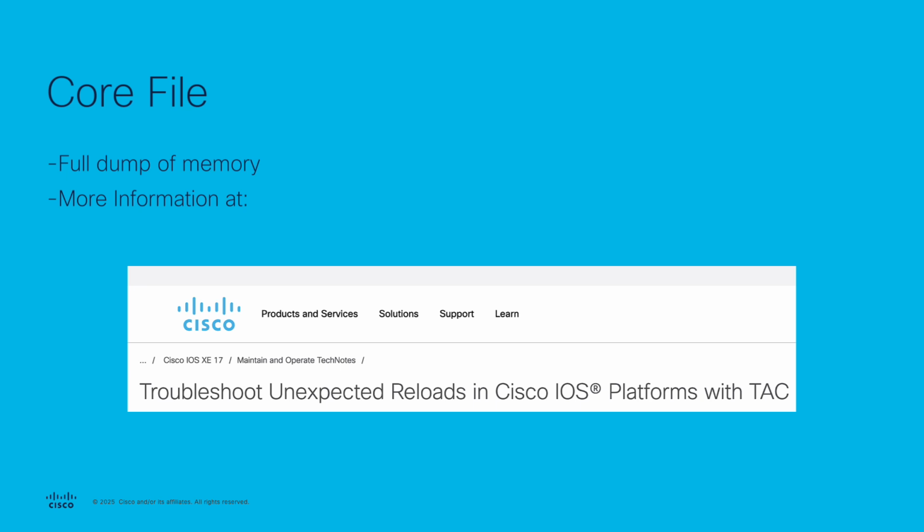Note that even though TAC and developers strive for getting a root cause, there are times when the crash was a consequence of a network event or a timing issue, which makes it virtually impossible to reproduce it in the lab. For more information about unexpected reloads and how to retrieve a core file, refer to Troubleshoot Unexpected Reloads in Cisco IOS platforms with TAC.